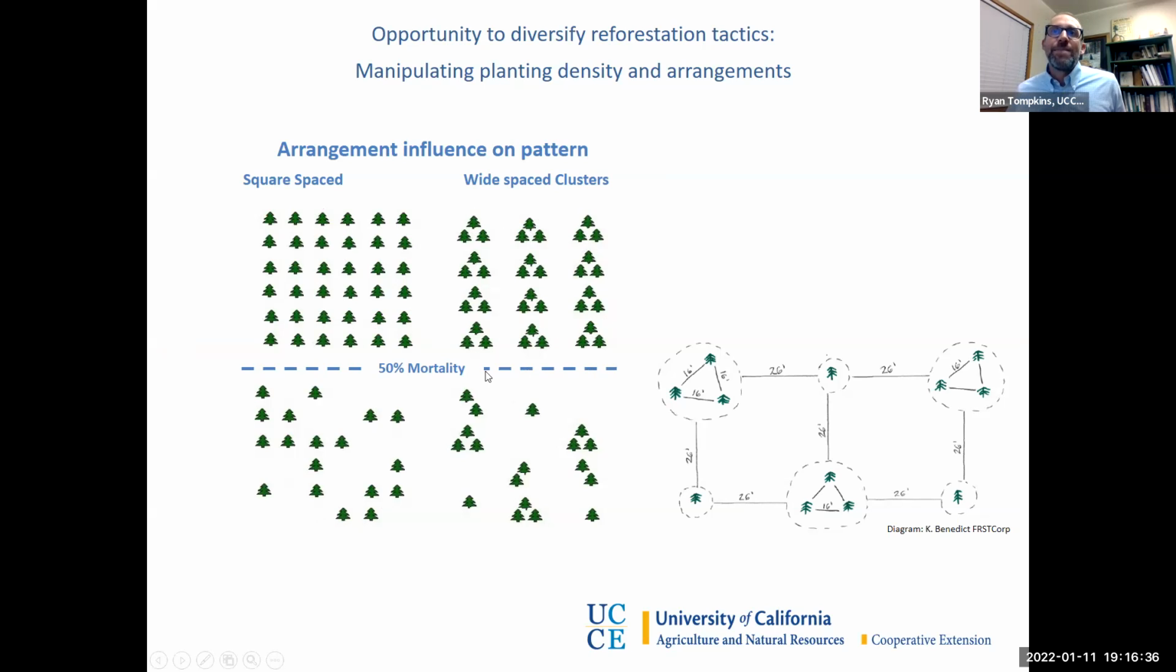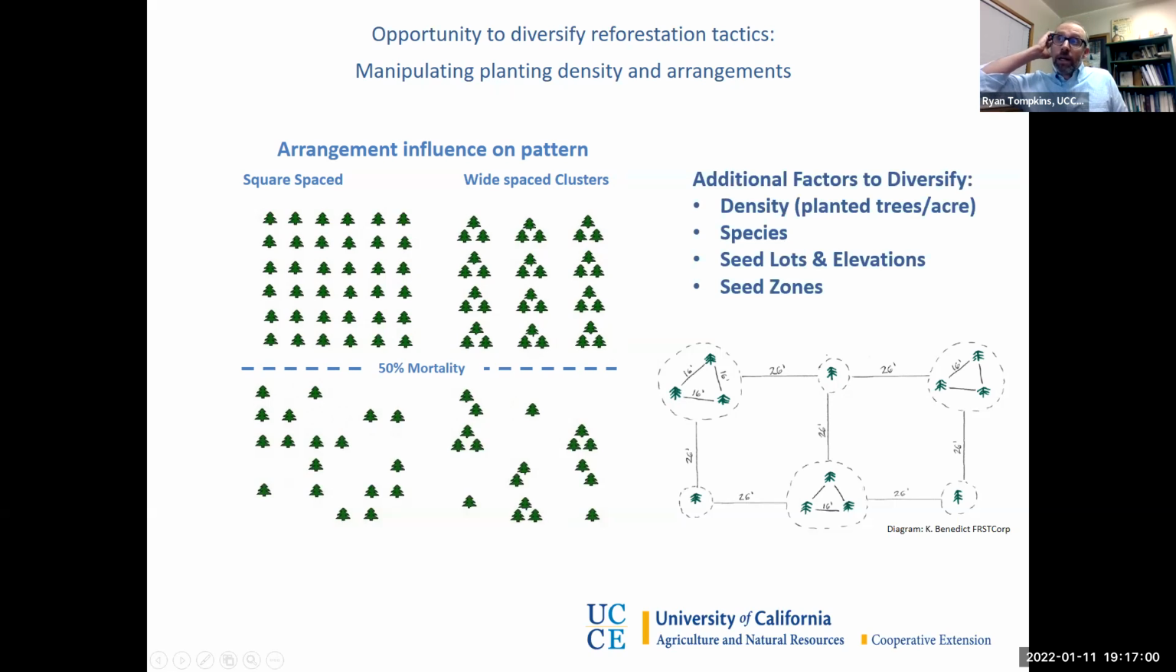And we applied 50% mortality simply by rolling the dice for each tree and saying, did it live or did it die? And you can see that they express themselves in different modes or opportunities for heterogeneity and diversity when you put in some mortality. I think there's some promise here, and there are some additional factors that people can diversify, both in terms of density, species, seed lots, and elevations and seed zones.